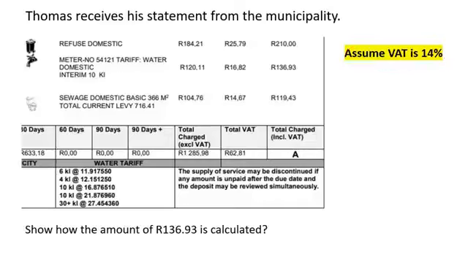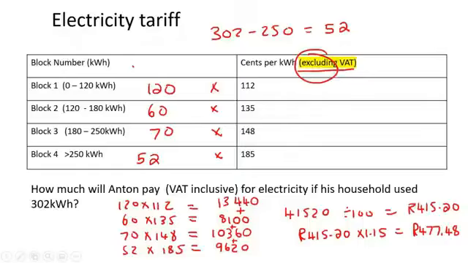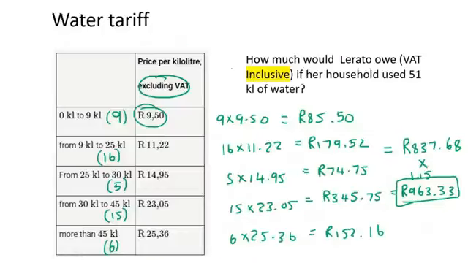So this question says, show how the amount of 136.93 is calculated. Okay, so ignore this part and ignore this part. Now, it tells us that this is a water tariff, okay? So you know earlier I showed you water tariffs, and what we have is the block. Usually it's electricity, we call it a block. But you know, the first category, second category, third category, and then we've got the price per kiloliter over there.